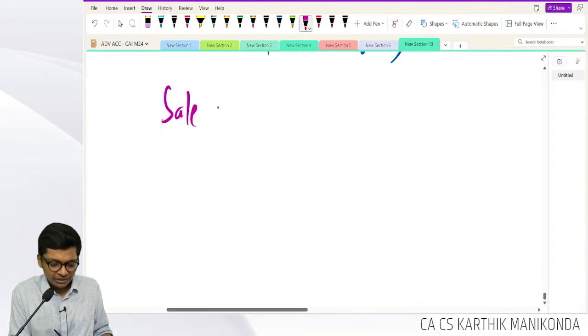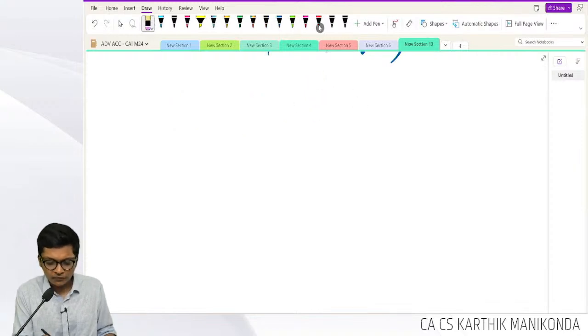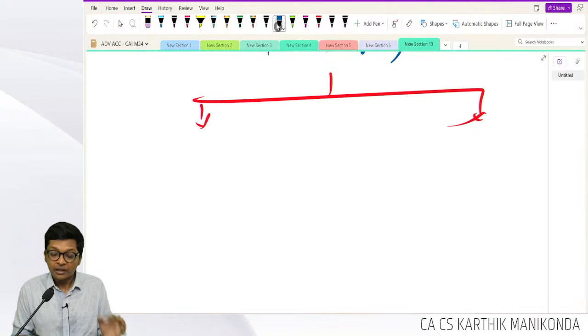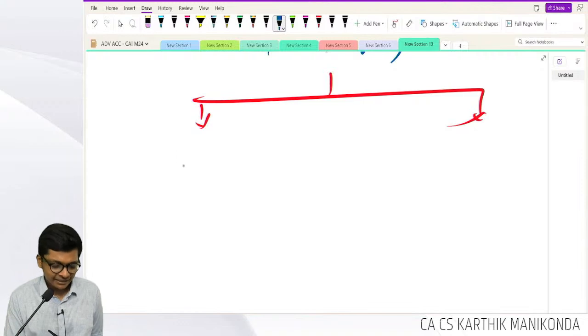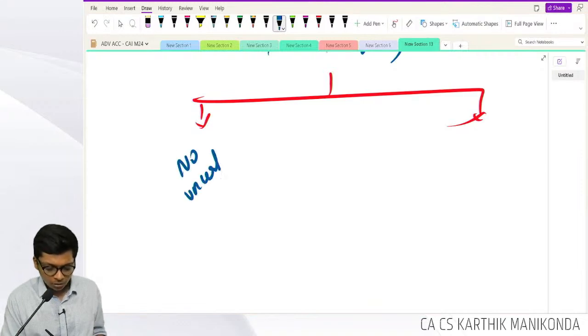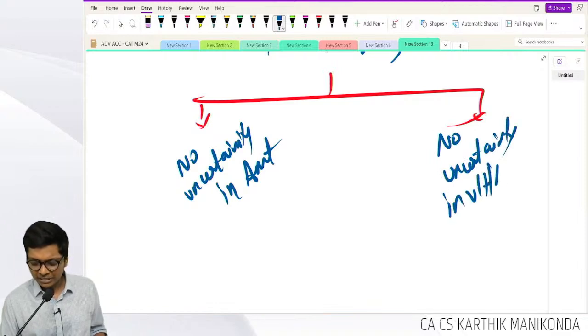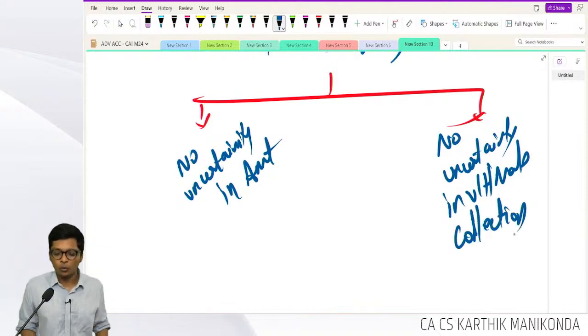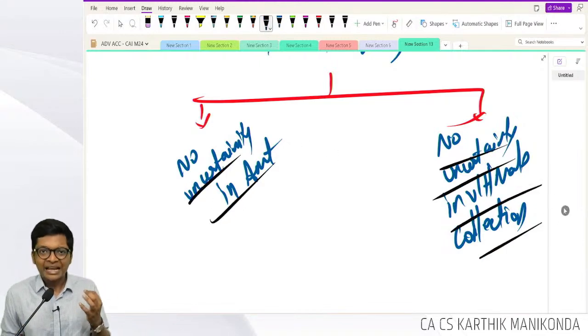First, in case of sale of goods, before going into all of this, there are two primary conditions which are important. Sometimes they test on this. I'll give an example, and an RTP example also. They say: no uncertainty in amount, no uncertainty in ultimate collection. Repeat loudly in the house, guys. If you're watching, watch till the end. 3 hours, look how much you can revise. No uncertainty in amount, no uncertainty in ultimate collection.